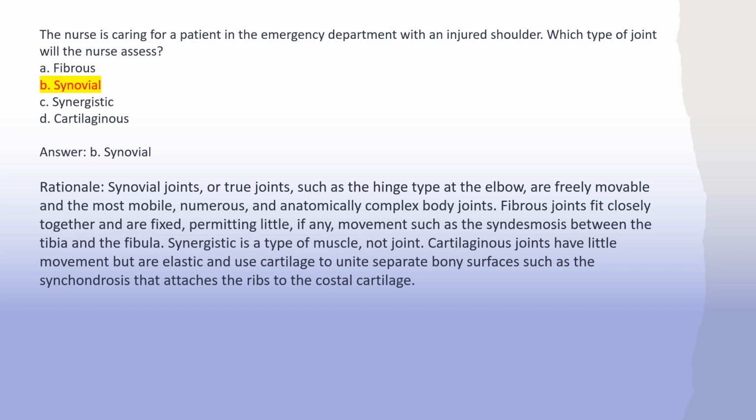Answer B. Synovial. Rationale: synovial joints, or true joints, such as the hinge type at the elbow, are freely movable and the most mobile, numerous, and anatomically complex body joints. Fibrous joints fit closely together and are fixed, permitting little, if any, movement, such as the syndesmosis between the tibia and the fibula. Synergistic is a type of muscle, not joint. Cartilaginous joints have little movement but are elastic and use cartilage to unite separate bony surfaces, such as the synchondrosis that attaches the ribs to the costal cartilage.